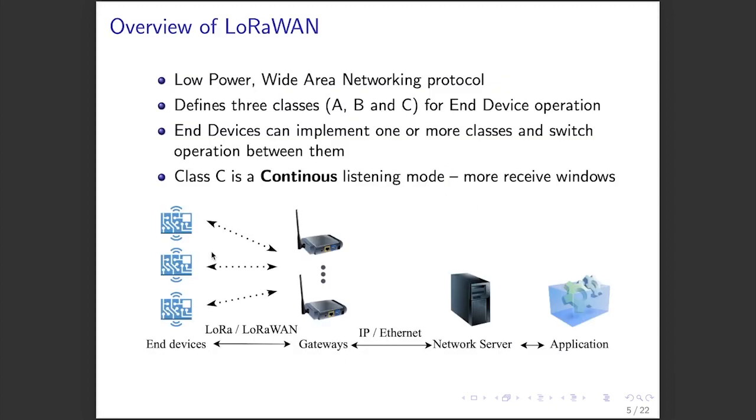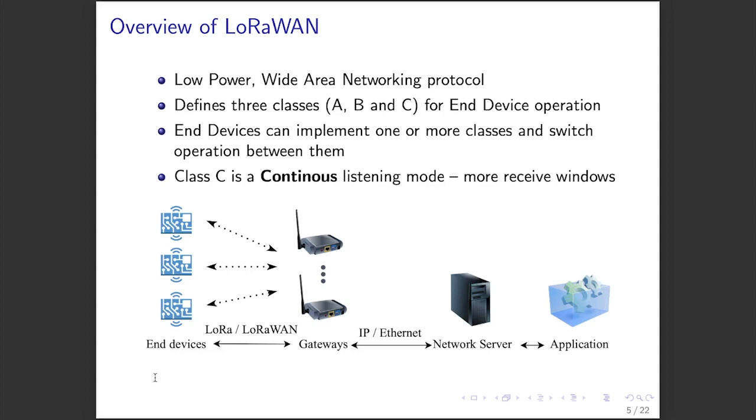So in terms of LoRaWAN, as I said, it's a low power wide area network protocol, and it defines 3 classes, A, B, and C, for end device operation. And the end devices are able to switch between the classes. The main class of LoRaWAN end devices is Class A, but when we are talking about the mobility scenario and being able to send an extensive amount of downlink communication, we are interested in Class C, which stands for continuous listening mode, because in this class we are able to receive more packets.